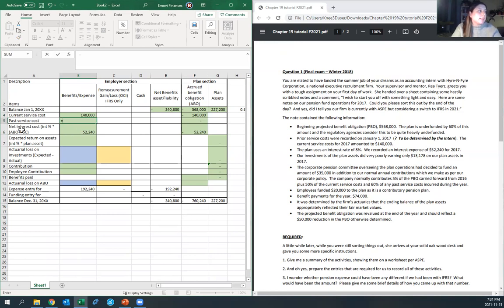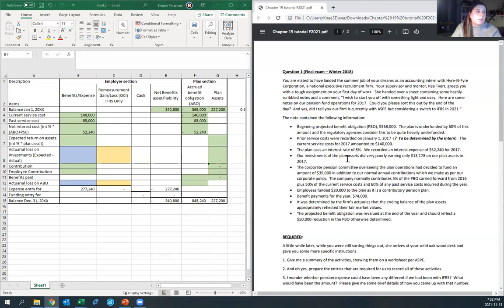So we do that by basically isolating our past service costs in this formula. So it's going to be the $52,240 divided by our interest rate of 8%, minus our beginning ABO, minus 568,000. It's going to give us 85,000. Yeah, so that's it for point 3 and point 2.